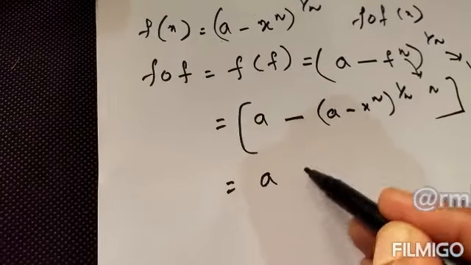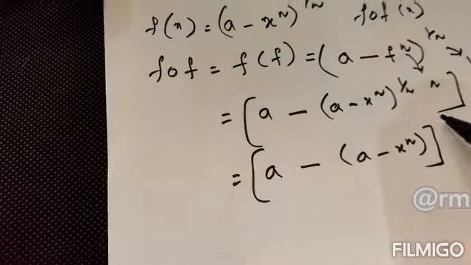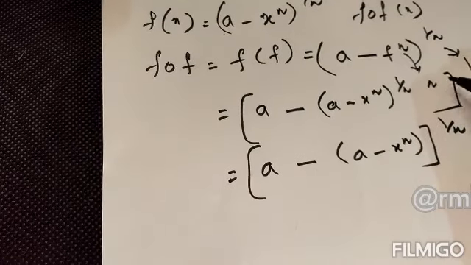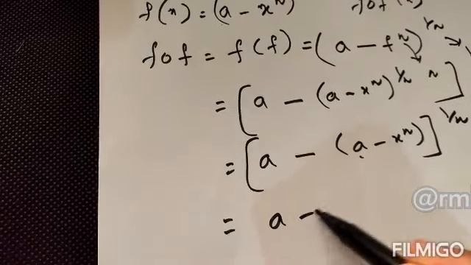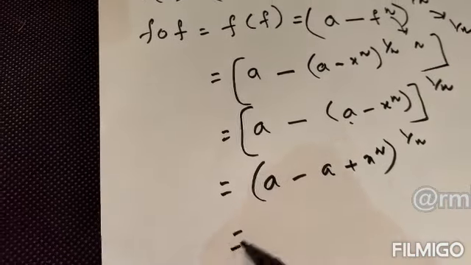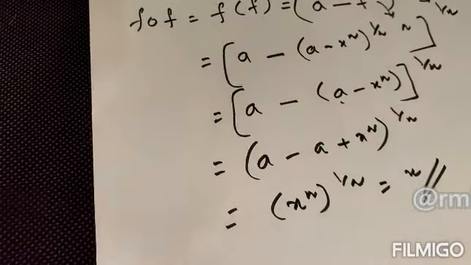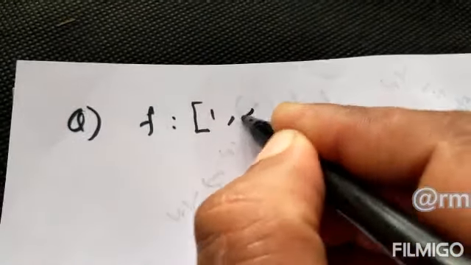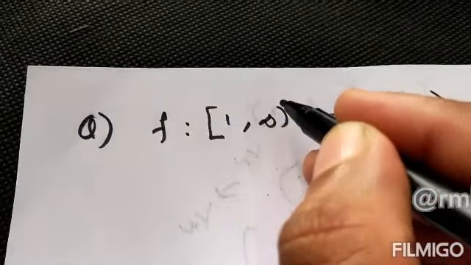So, (a minus x raised to n) whole raised to 1 by n. Because these two n get cancelled, 1 by n and n. So, a minus x raised to n only. Open this bracket, it is a minus a get cancelled, x raised to n raised to 1 by n. That is x.